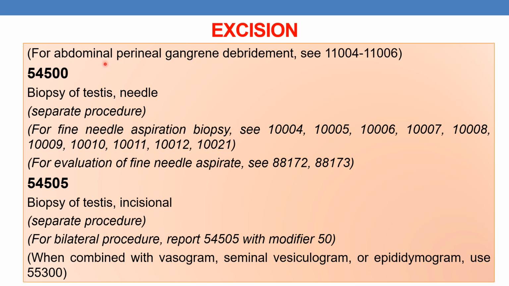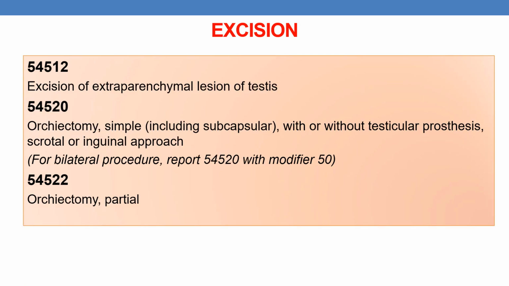Now coming to the first CPT for excision. 54500, biopsy of testis, needle. And for biopsy of testis, incisional, the CPT is 54505. The next is 54512, excision of extraparenchymal lesion of testis. The next is 54520, orchiectomy simple including subcapsular with or without testicular prosthesis, scrotal or inguinal approach. The next is 54522, orchiectomy partial.